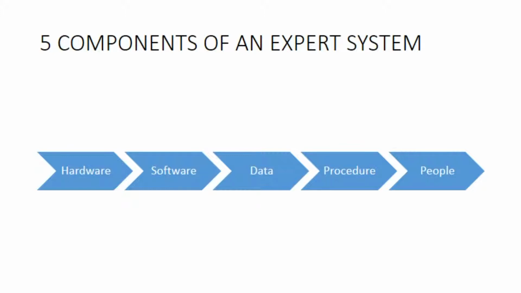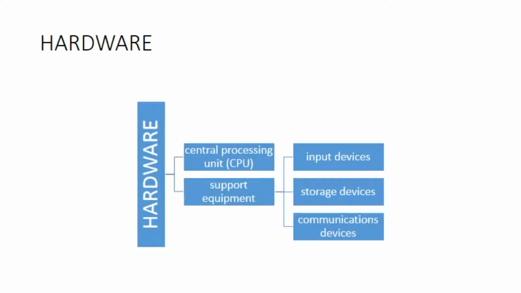And now we will apply a computer-based information system to analyze the pharmacy expert system, that is hardware, software, data, procedure, and people. Hardware refers to machine. This category includes the computer itself, which is often referred to as the central processing unit, CPU, and all of its support equipment. Among the support equipment are input devices such as electronic scales, storage devices, and communication devices.